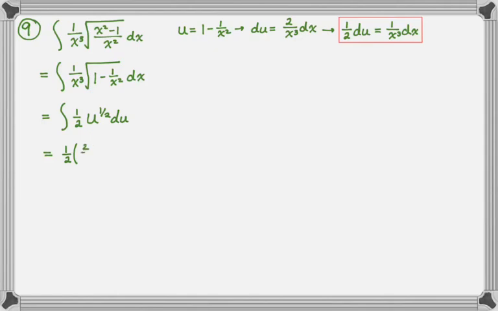Plus 1 times the reciprocal to get this, plus c. I'm going to simplify the 2/3 and the 1/2 down to just 1/3, and then do the substitution. So I get 1/3 the quantity 1 minus 1 over x squared to the 3/2 plus c. Okay, and now we're going to take a look at another problem.